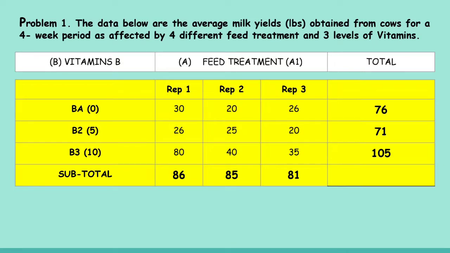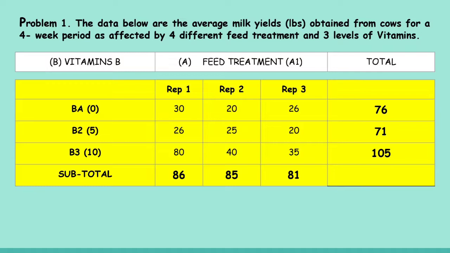Okay, so the data below are the average milk yields obtained from cows for a 4-week period as affected by 4 different feed treatments and 3 levels of vitamins. So we have here 4 different feed treatments, which are the feed treatments A1, A2, A3, and A4, and 3 levels of vitamins, which are B1, B2, and B3.